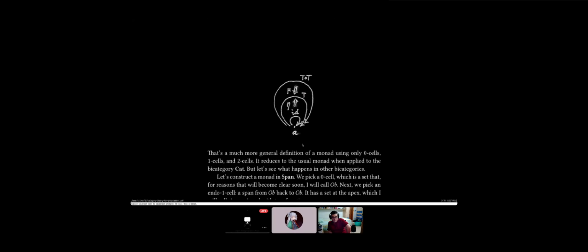So here's the drawing. Here's the A, we have identity, then we have T. And then we have eta that goes from the identity to T. And we have mu that goes from the product T and T back to T. Yes.